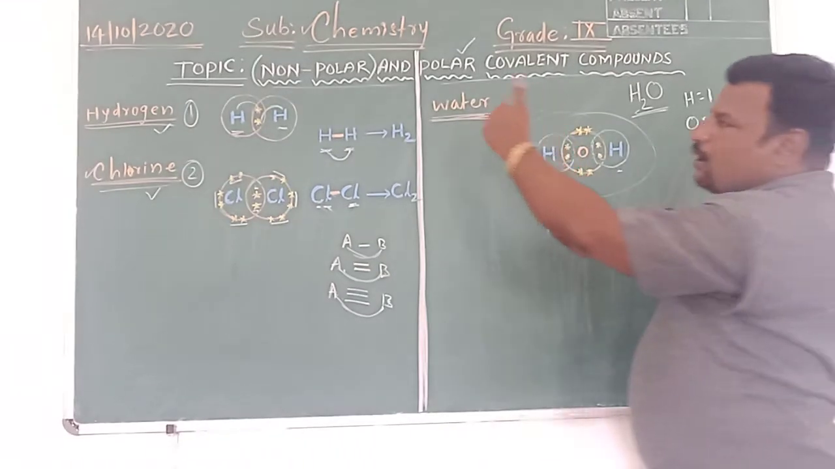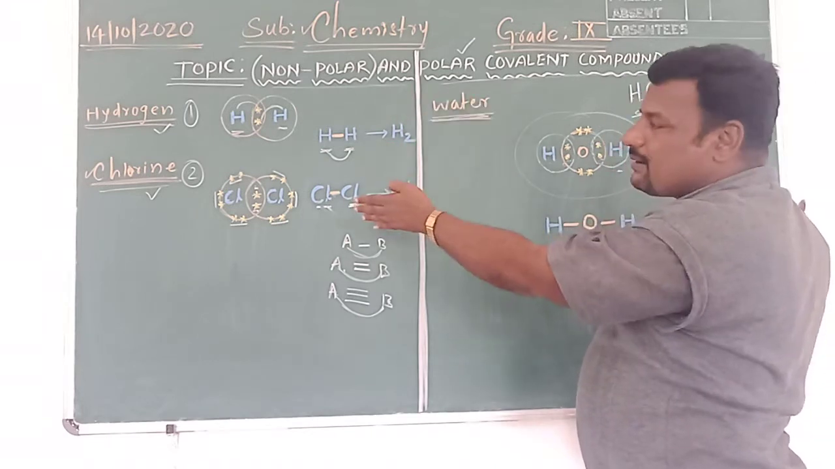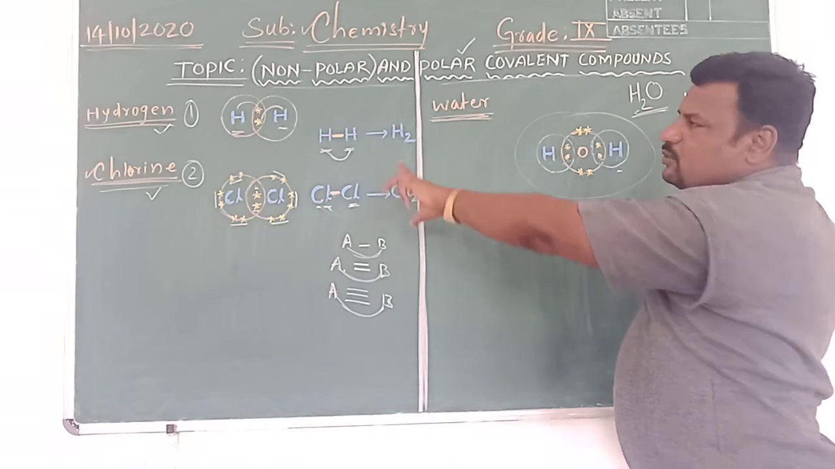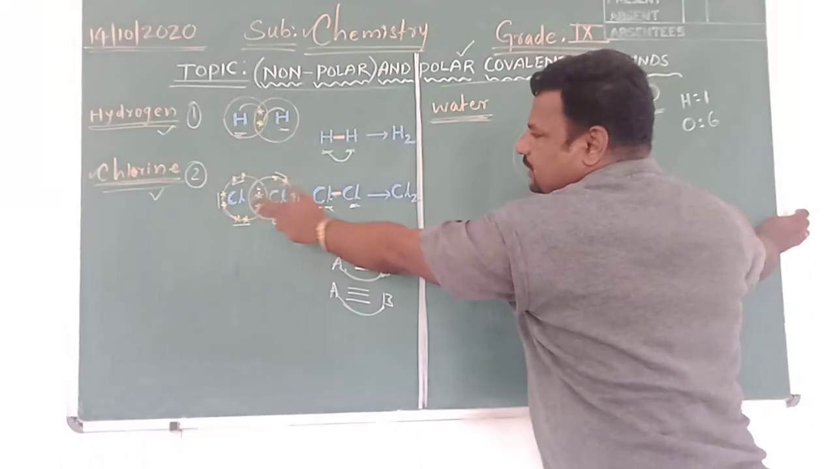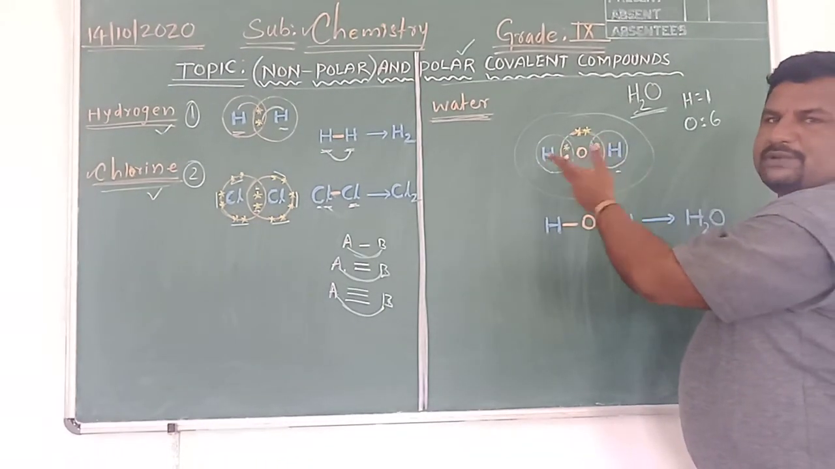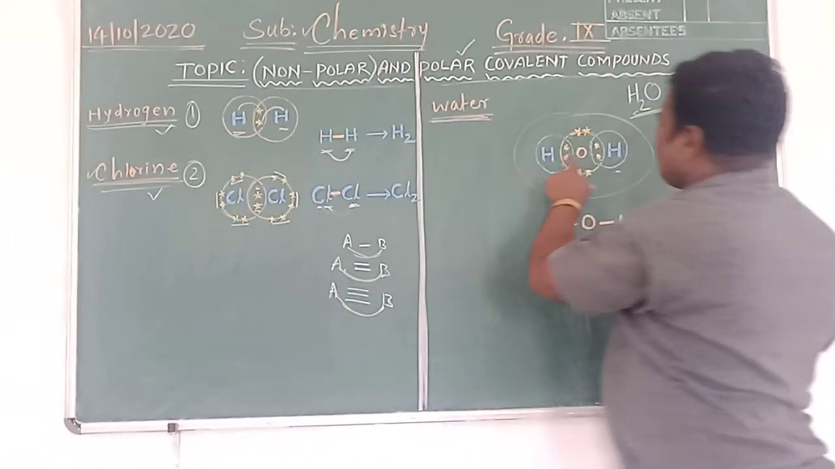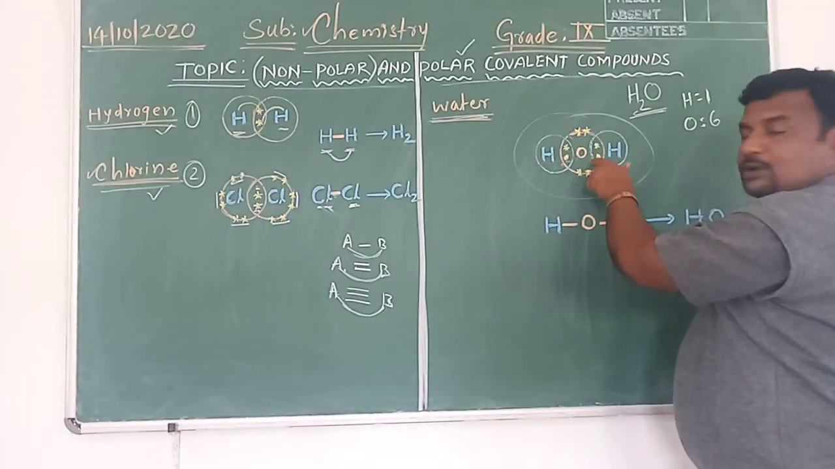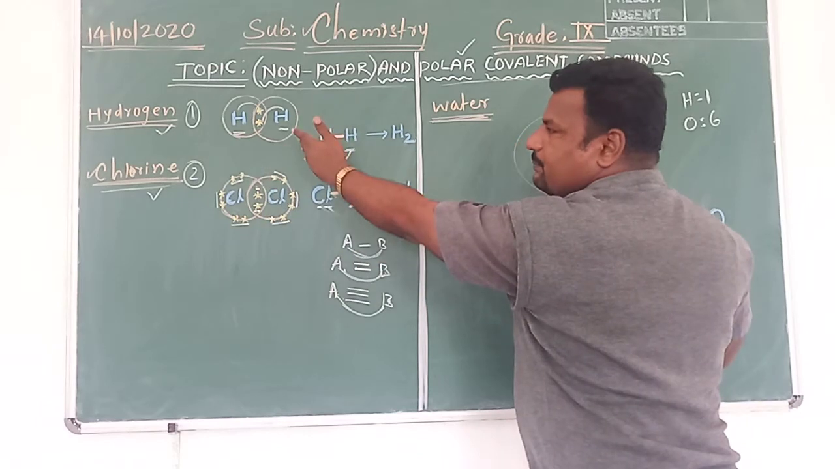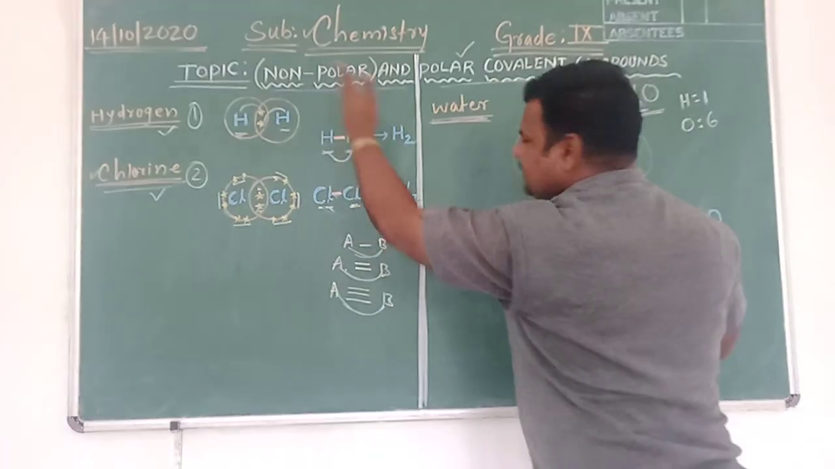And here, in non-polar, there is an equal distribution of electrons among atoms, mostly between identical atoms, like hydrogen, hydrogen, chlorine. Here, in polar, there is unequal distribution of electrons, between non-identical atoms. Here, not identical: hydrogen is there and oxygen is there. Whereas here, identical, the same, chlorine, in the sharing of electrons, hydrogen, like that.